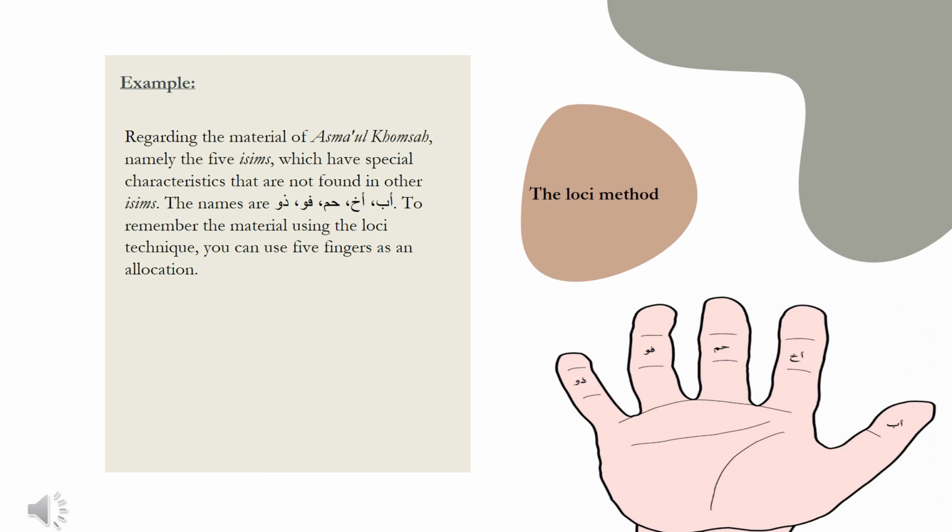Based on the picture above, students can remember and understand the types of Asma'ul Khamsah by looking at their five fingers. The thumb is for Abun, the index finger for Akhun, the middle finger for Hamun, the ring finger for Fu, and the little finger for Dzu.